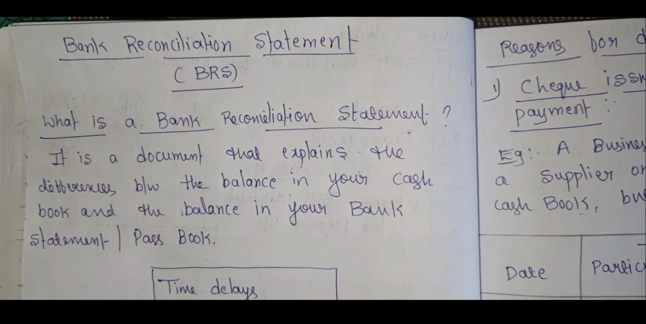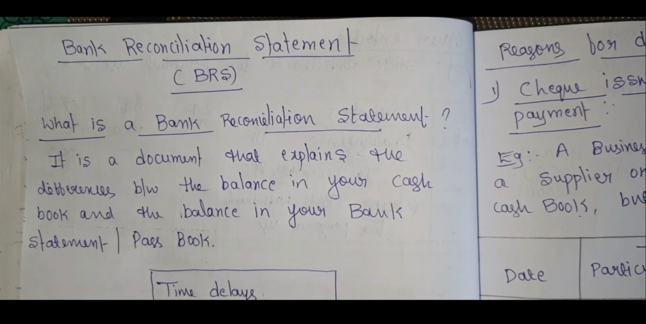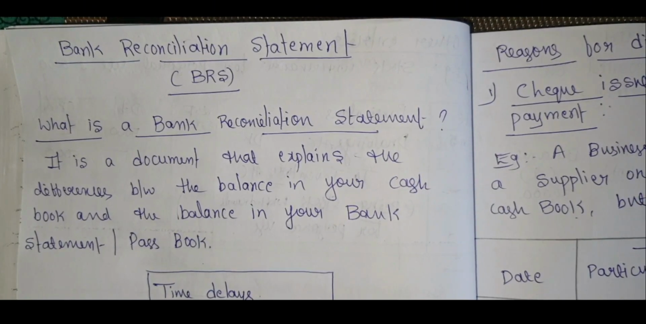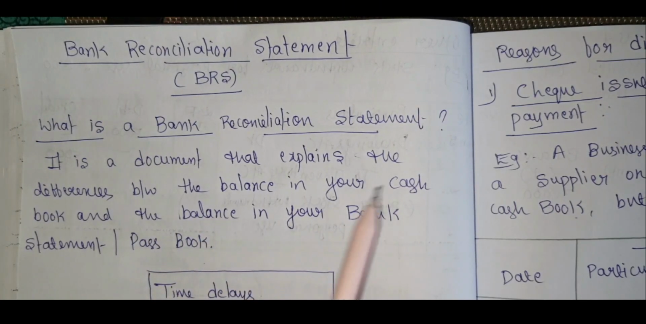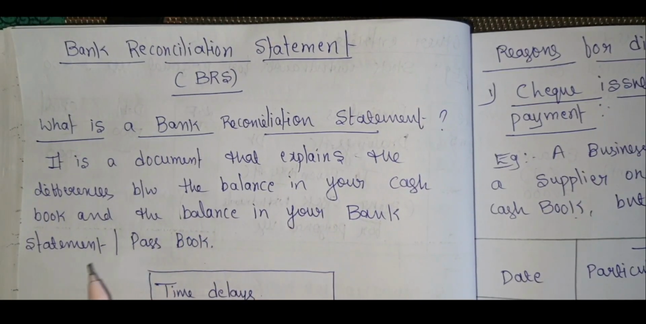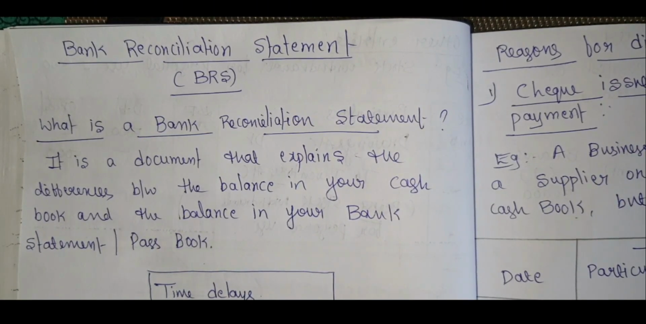Hello everyone. In this class, I am going to teach you an important topic in accounting, that is bank reconciliation statement, that is BRS. So what is a bank reconciliation statement? It is a document that explains the differences between the balance in your cash book and the balance in your bank statement or passbook. It helps to identify the differences between the balance in your cash book and the balance in your bank statement or passbook.